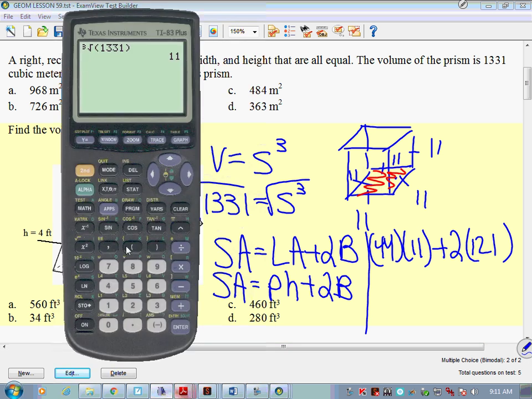So 44 times 11 plus 2 times 121. All right, let's try that. 44 times 11 plus 2 times 121. Okay, it comes out to 726 meters, because it's area, surface area, 726 meters squared.